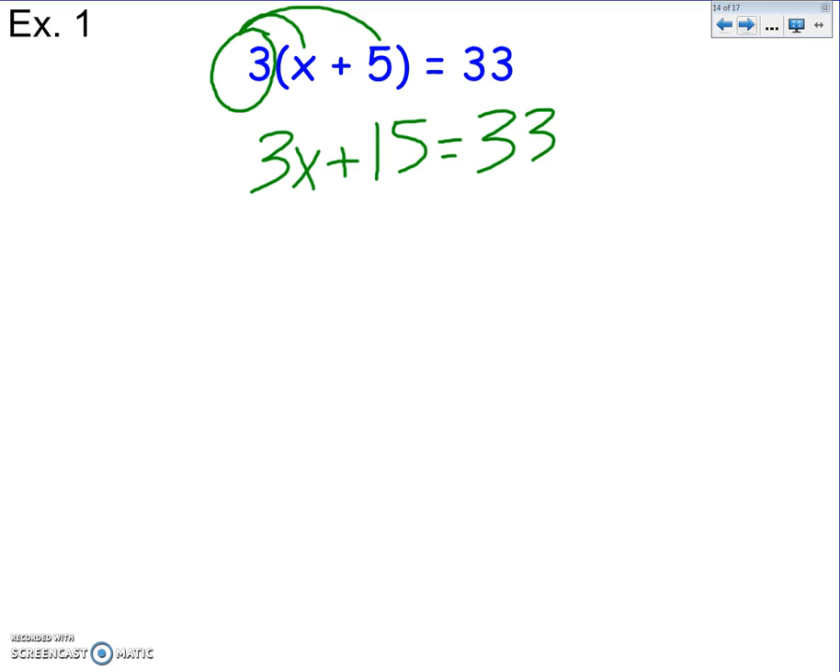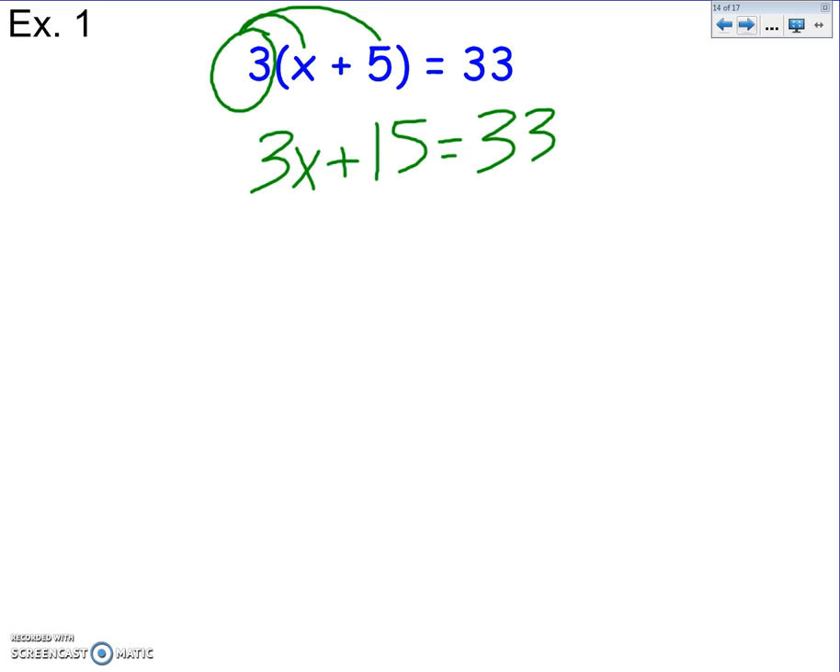The second step would be to combine like terms. The left side is already done. There's nothing to combine. The right side is already done. There's nothing to combine. Step 3 would be to locate the variable. The letter is x. I see x only on one side, on the left side. So I can go ahead to step 4. Step 4 says isolate the variable by moving all the numbers on the same side as the letter to the other side. So I need to move my 3 and I need to move my 15. I should not be moving this 33 at all on the other side by itself.